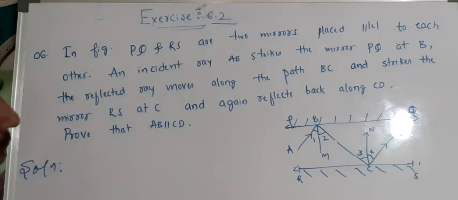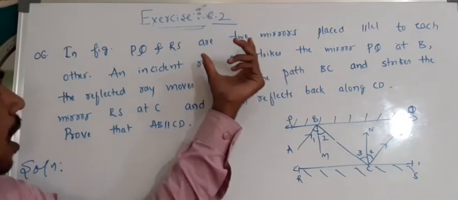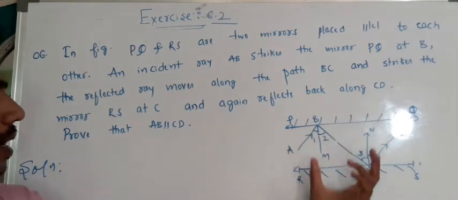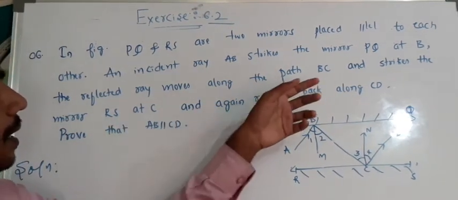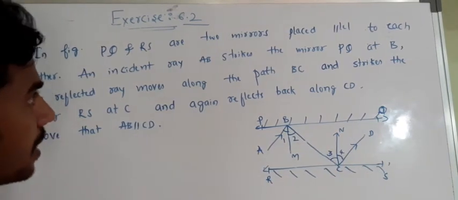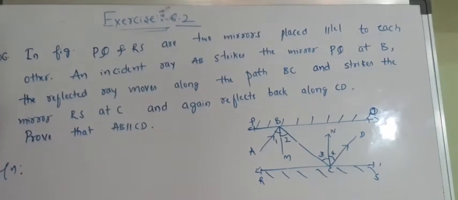And sixth question: in the figure, PQ is parallel to RS. PQ and RS are two mirrors. This PQ is one mirror and RS is the other mirror, and they are placed parallel to each other. That is, PQ is parallel to RS.